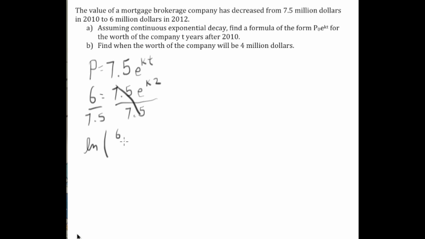Now we're going to need to take the natural log. The natural log of 6 divided by 7.5 equals the natural log of e to the 2 times k. And here's a nice reminder: the natural log of e to the something is just that something. Those cancel out, and we've got 2k. If we divide both sides by 2, we've got our k value.